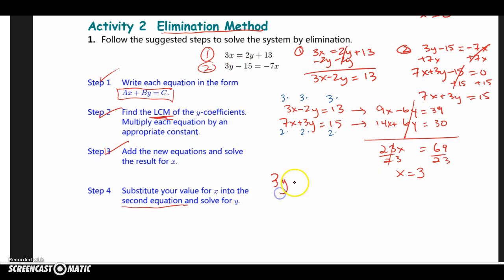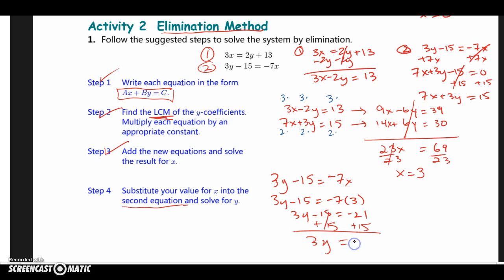Which says 3y minus 15 is equal to negative 7x. 3y minus 15 is negative 7 times this guy that I just found. 3y minus 15 is negative 21. Add 15 to both sides. Looks like we get 3y equals negative 6. Divide by 3, and the y value is negative 2. So we got our x, we got our y. The ordered pair solution we think is 3, negative 2.